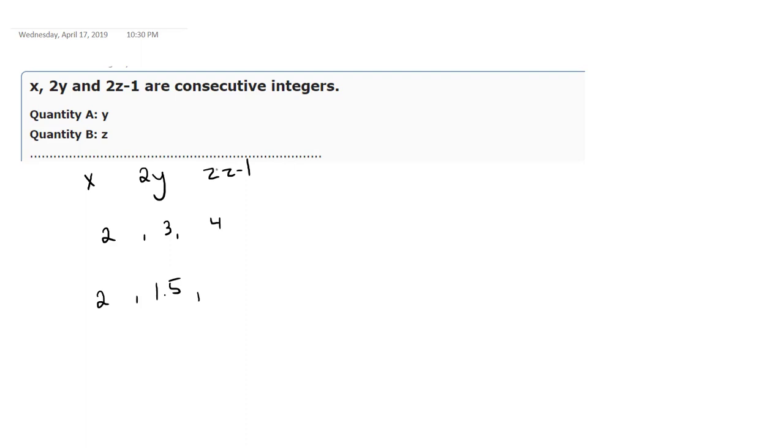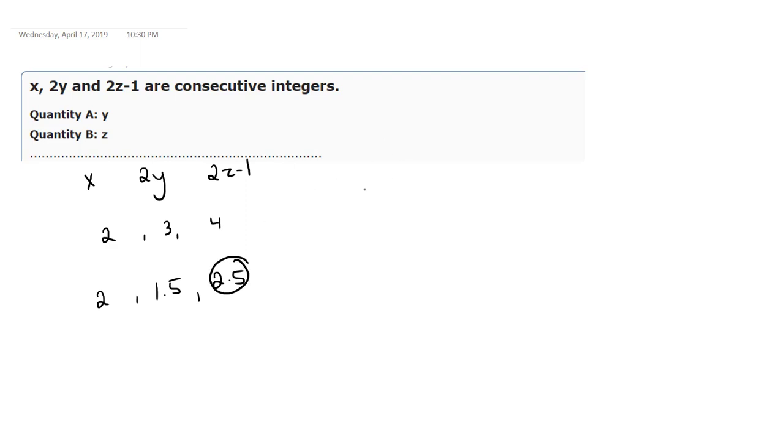Did I say z? Whoops. There we go. 2z minus 1. So 2z has to equal 5. So z would be 2.5. Which one is bigger? The bigger one is z.